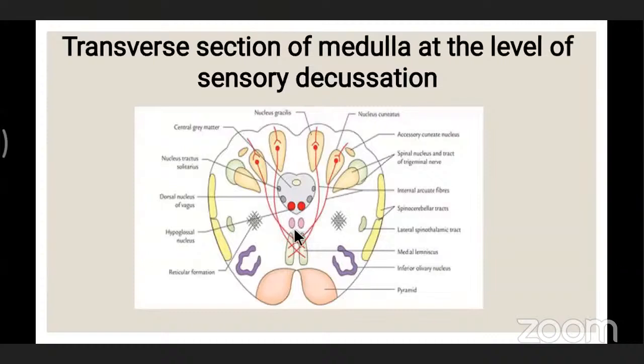These are medial longitudinal fasciculus, and they connect the third, fourth, sixth, eighth, and spinal root of the 11th cranial nerve, as these nerves are involved directly or indirectly in gazing. In the central gray matter, we have the hypoglossal nucleus, dorsal nucleus of vagus, and nucleus of tractus solitarius. The rest of the structures we have studied in the previous section.